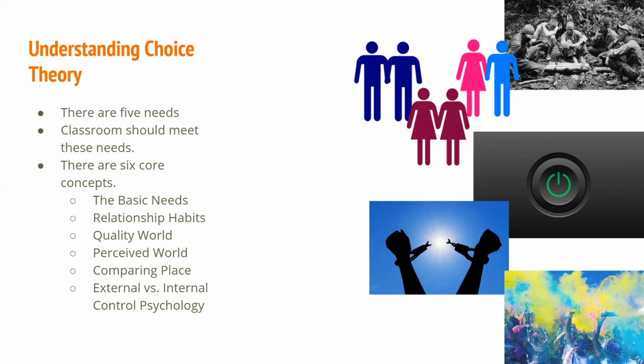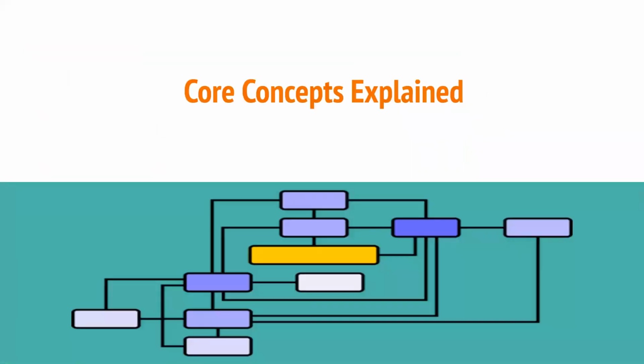There are 6 core concepts to choice theory, which include the basic needs, which are what we just went over, the five needs of humans: relationship habits, quality world, perceived world, comparing place, external versus internal control psychology. Going into those core concepts and explaining them a little more, basic needs, of course, are what we just went over.